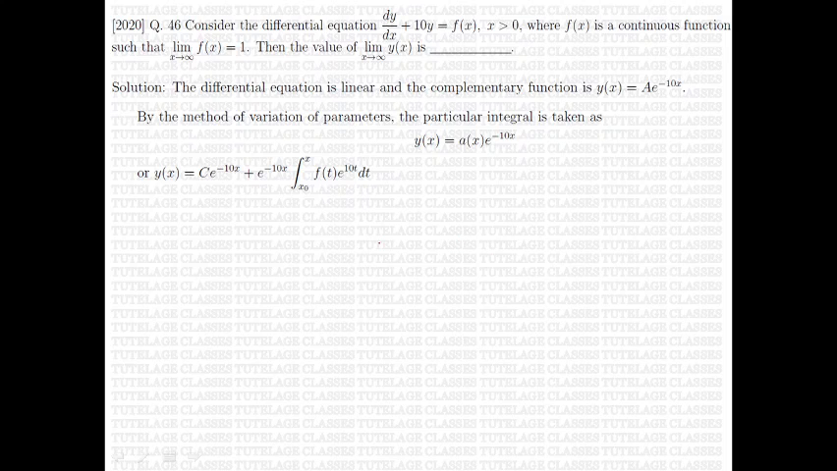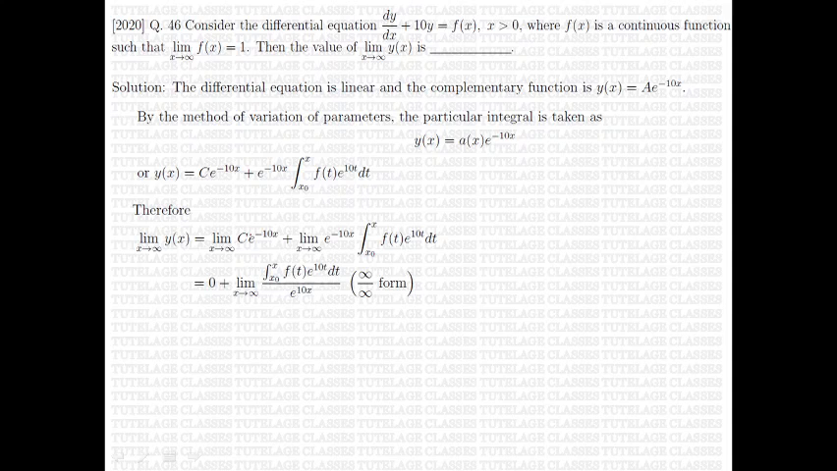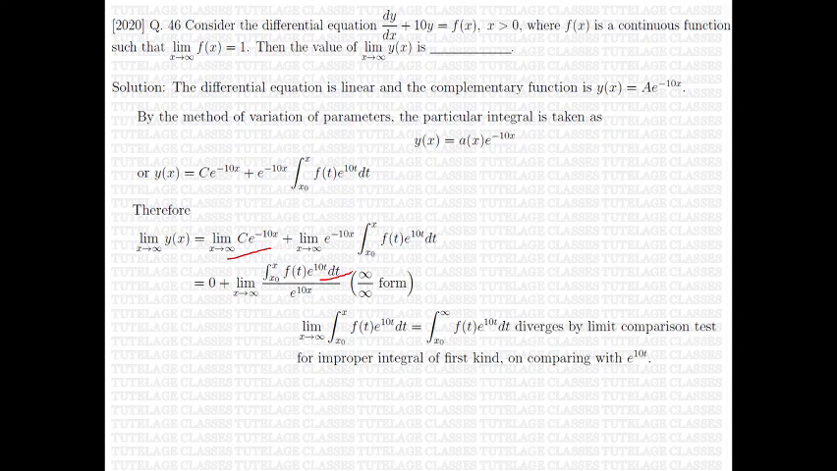Now we take the limit as x tends to infinity. This term goes to 0 and this term goes to infinity. This is by the limit comparison test for improper integrals of first kind. We will take e power 10t for the comparison.